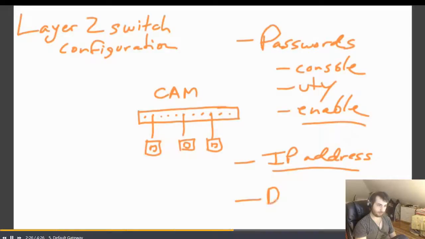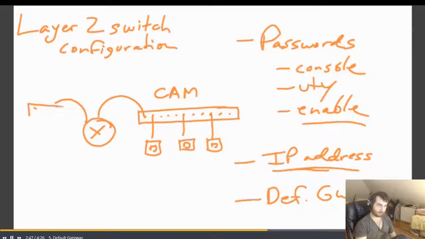And then lastly, you'd want to define a default gateway on the switch. This works in tandem with the IP address so that you can access the switch even if you're not connected to the same network as the switch. In the example here, let's assume that the switch is connected to a router, and that router is connected to another switch, which is where you are.